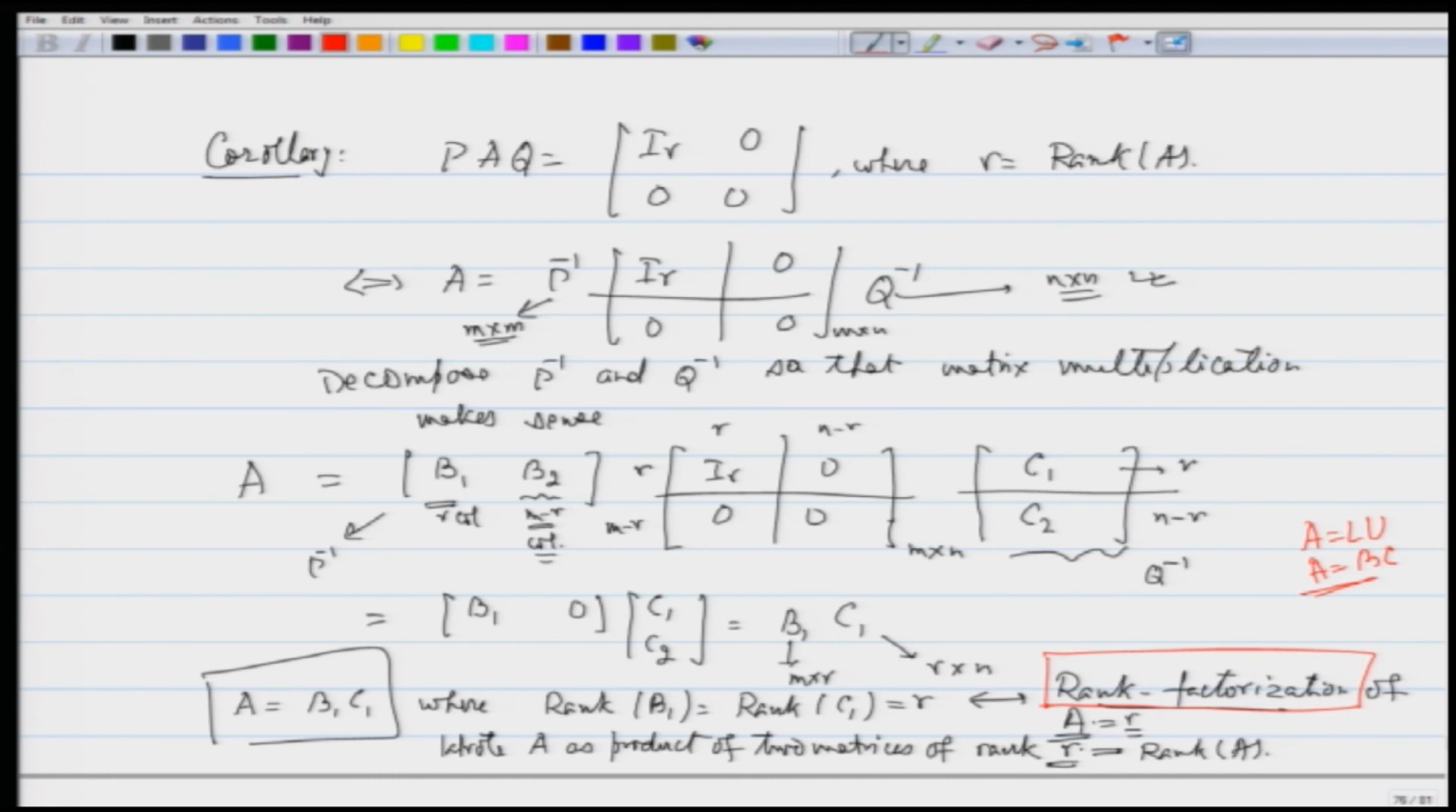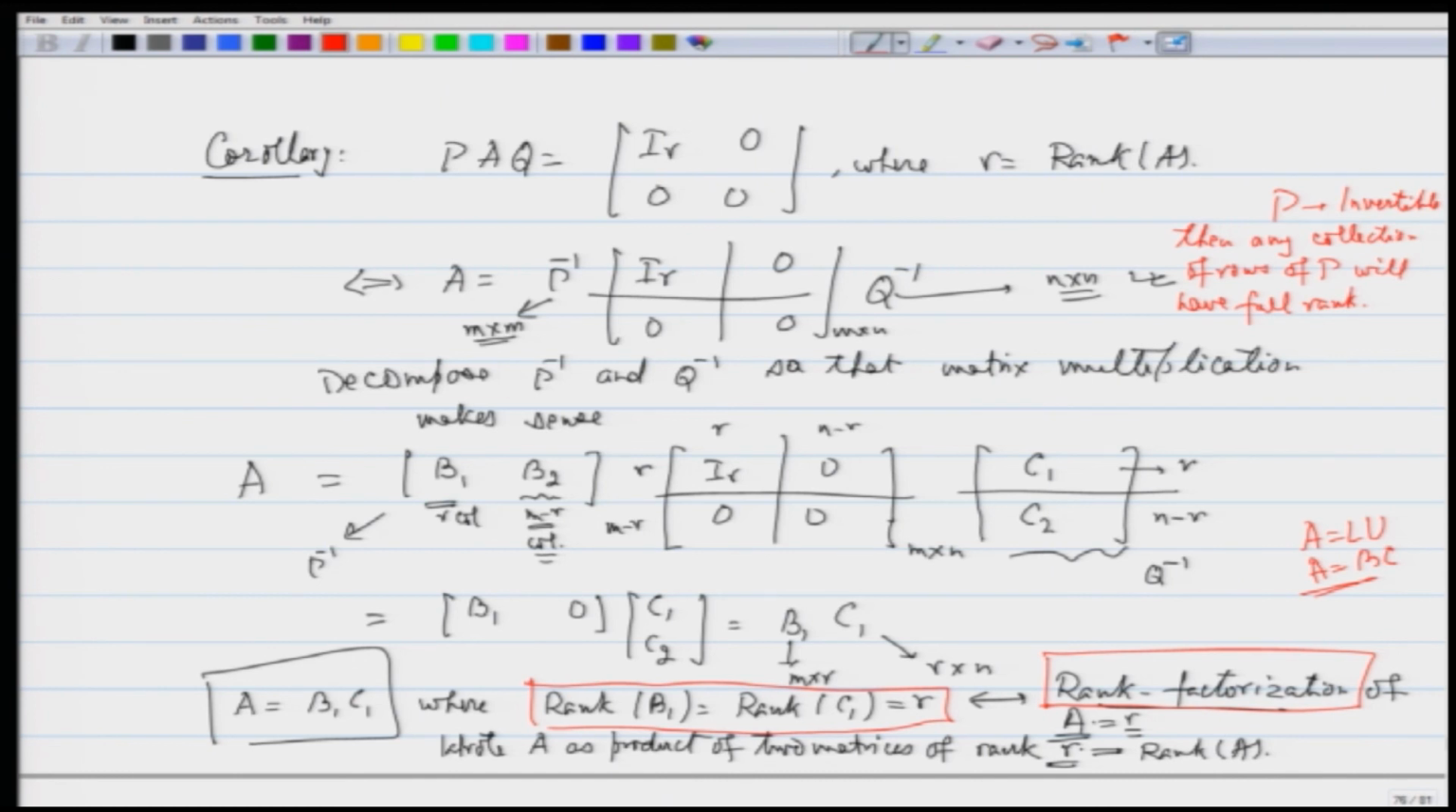Here I would like you to see why the rank of B equals the rank of C equals R. I have not given you an argument, but the simple argument is that P inverse is invertible. So, if you have any P which is invertible, then any collection of rows of P will have full rank, all right. Similarly, any collection of columns will give me full rank.